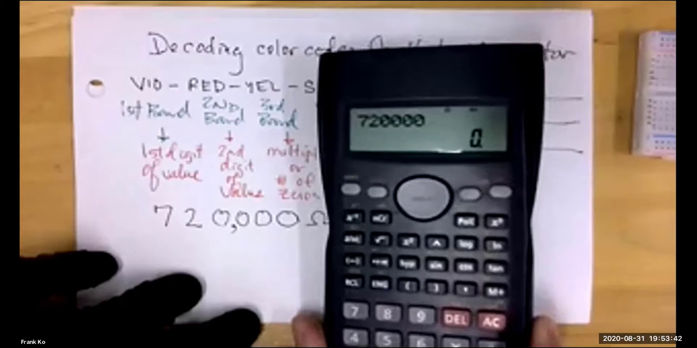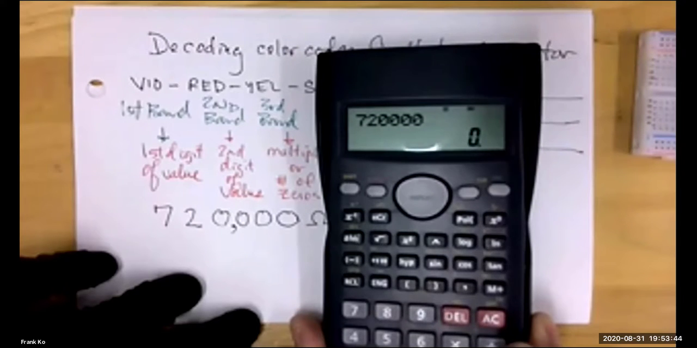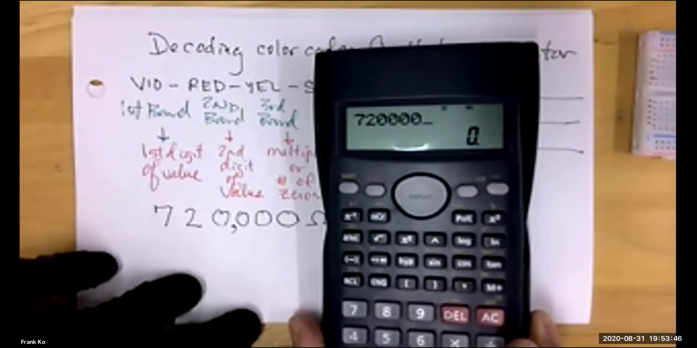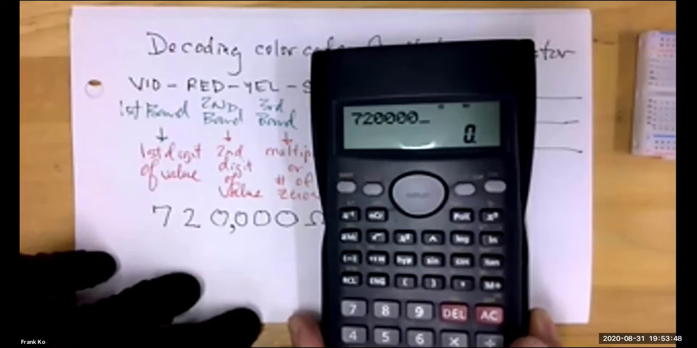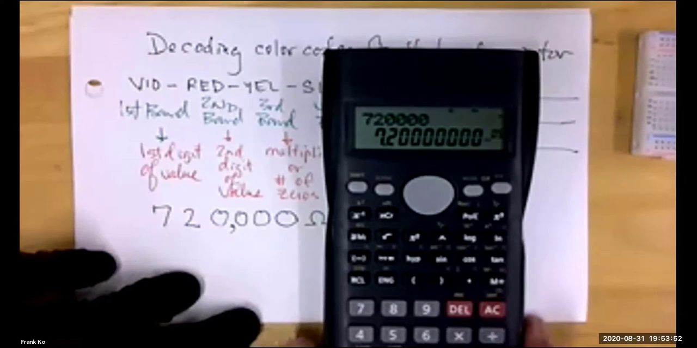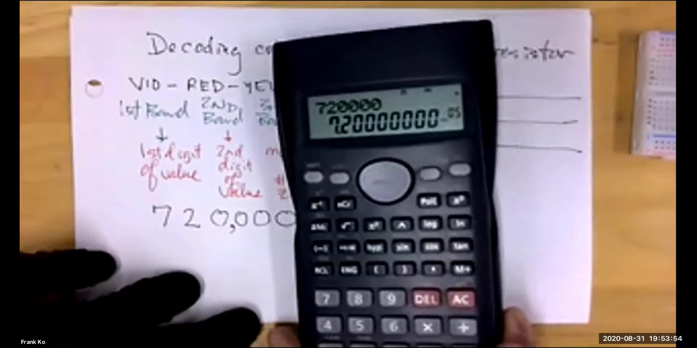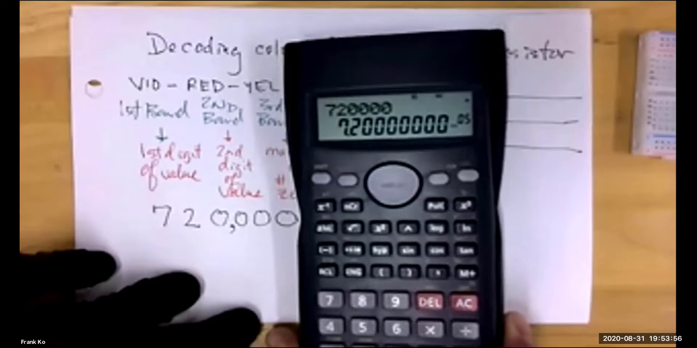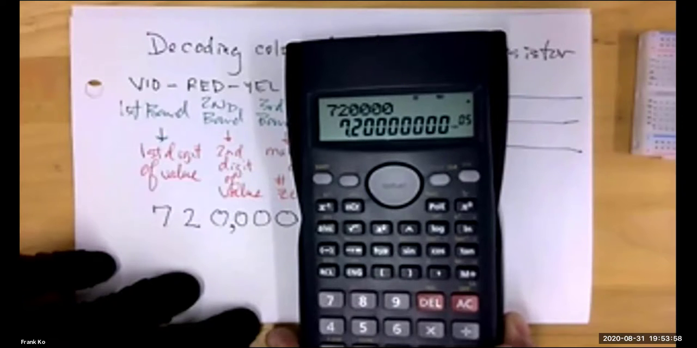Does my calculator show 720,000? Does your calculator show 720,000? Go ahead and hit the equal button. When you hit equals, what does it show you? It shows you scientific notation, which is 1 digit, 1 decimal point, followed by some digits.